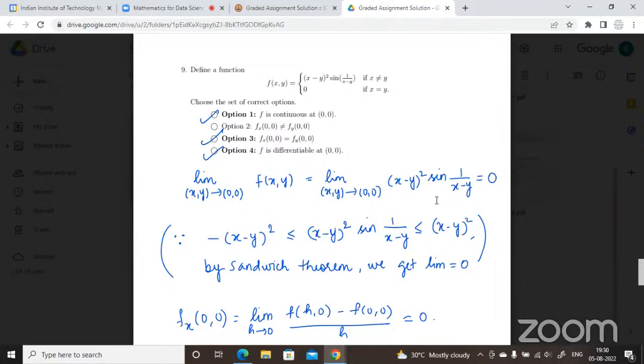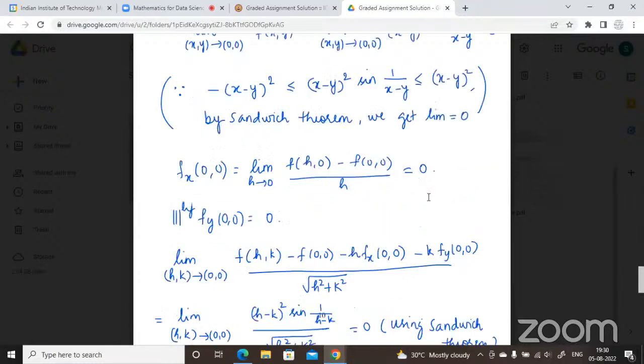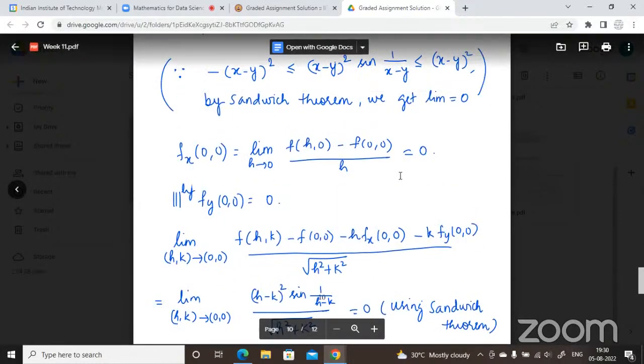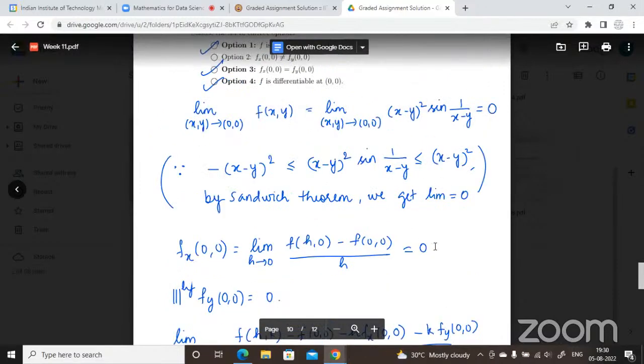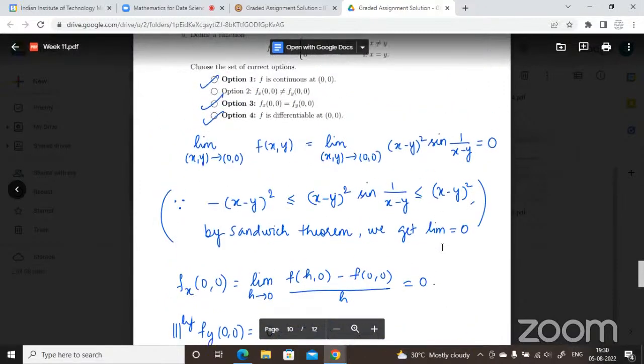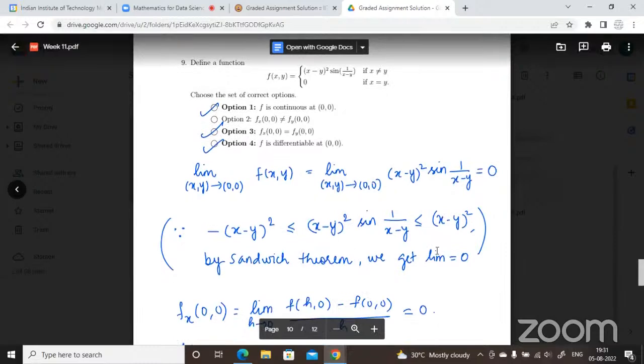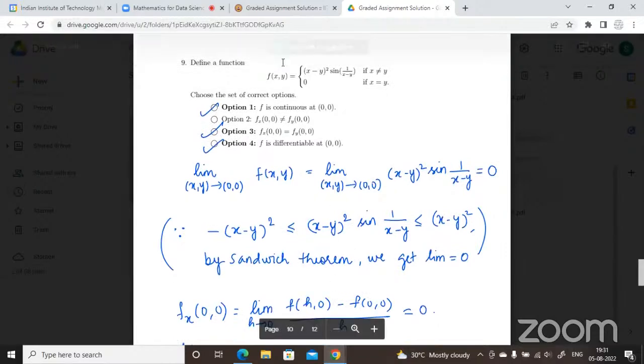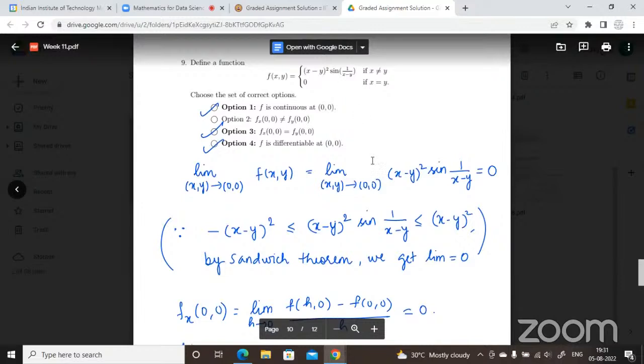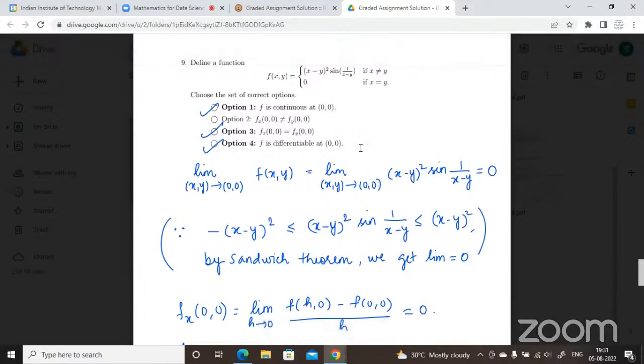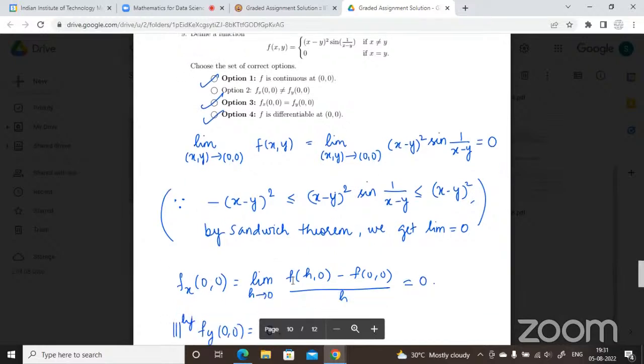Ma'am, in fx, we find the limit at 0, 0 as h tends to 0. If I solve this, we get h squared sine of 1 upon h, and so we find sine of 1 upon h over 1 upon h. It should be 1, so h goes to 0, no? So 1 by h goes to infinity. In that case, again, you'll be using the sandwich theorem there, right?